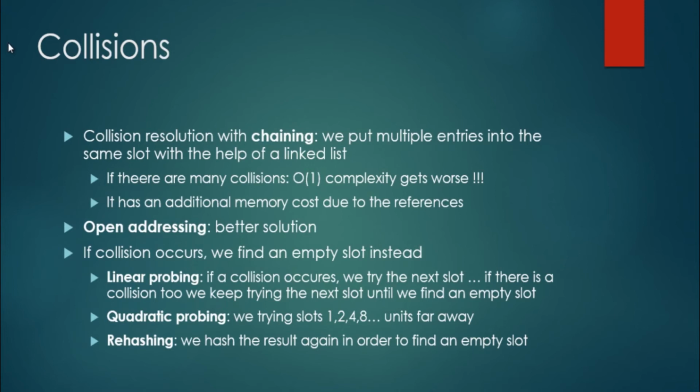And we can do it several ways. Linear probing: if a collision occurs, we try the next slot. If there is a collision again, we keep trying the next slot until we find an empty slot. That's what we were doing in the illustration section. Quadratic probing is where we try slots 1, 2, 4, 8 units far away. So it is not linear; we don't go step by step further away from the collision. If there is a collision again, we go twice as far away, then four times as far away.